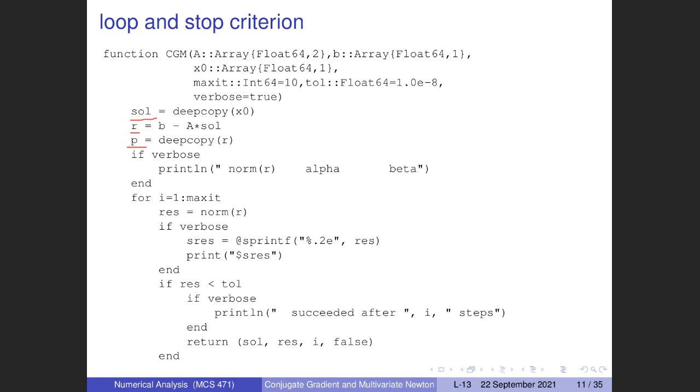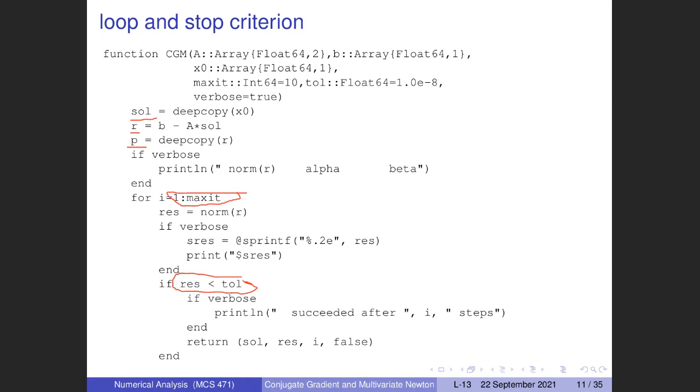Typically we have our stop criterion at the end, but here you see that everything is now at the beginning. So we have our stop criterion on the number of iterations, and then we have the stop criterion on the residual, which is the norm of the residual vector. So the algorithm starts out like this now. And then we have the printing.